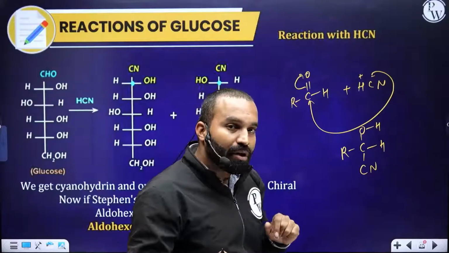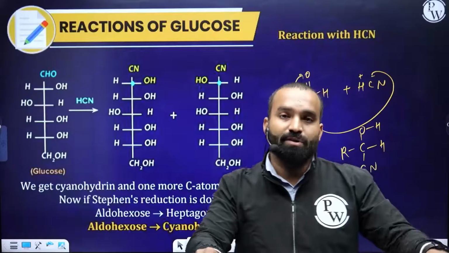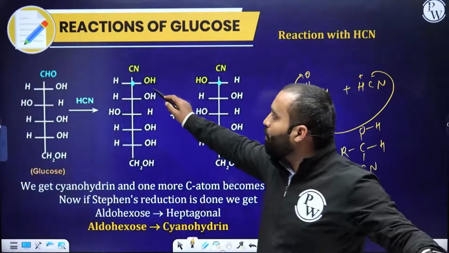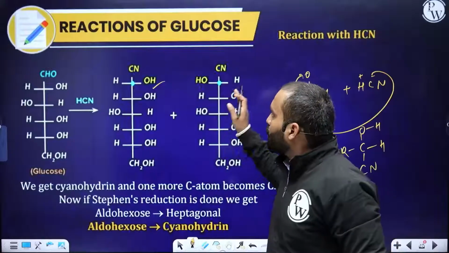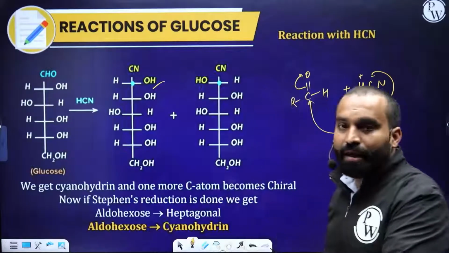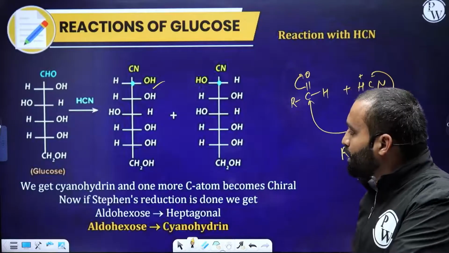Again, this attack of CN minus is happening on the planar carbonyl carbon, C double bond O. There is a chance to get two types of isomers again. So I can have OH on the right-hand side or OH on the left-hand side. That's a signature reaction of carbonyl compounds. You must have studied it in the aldehyde, ketone and carboxylic acid chapter.